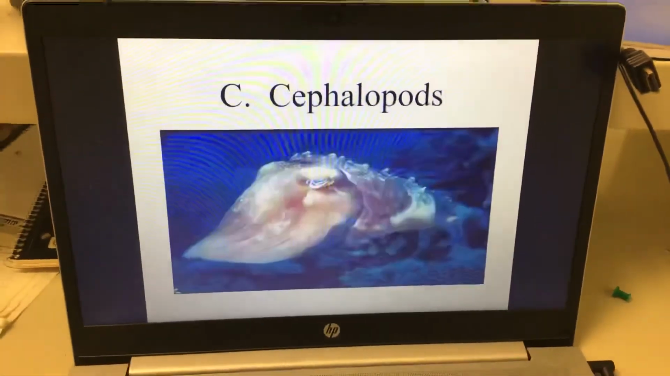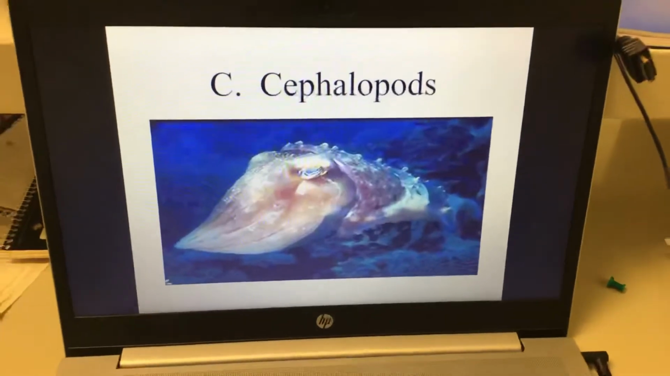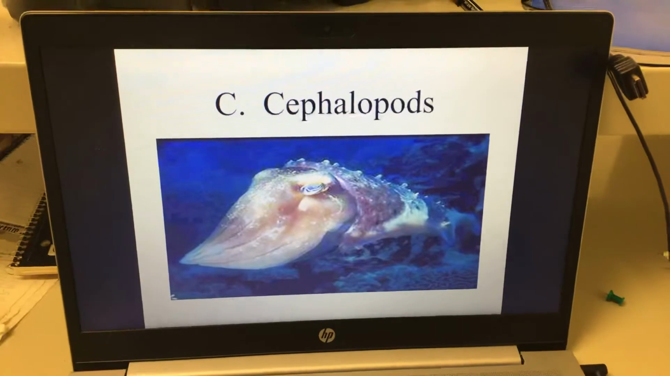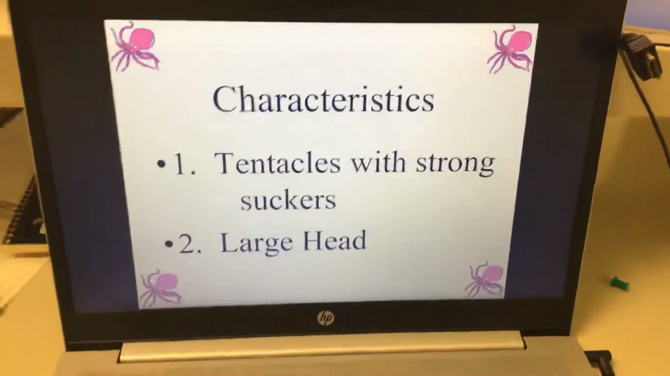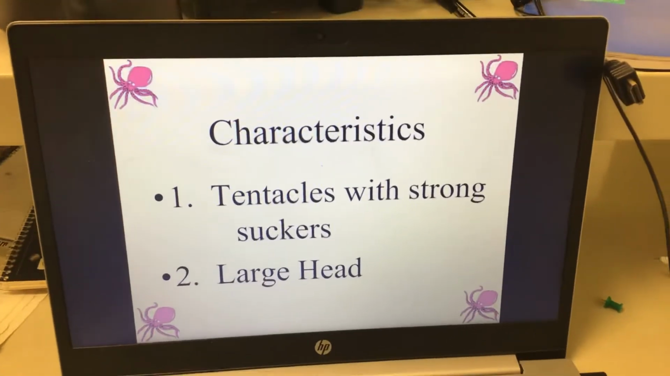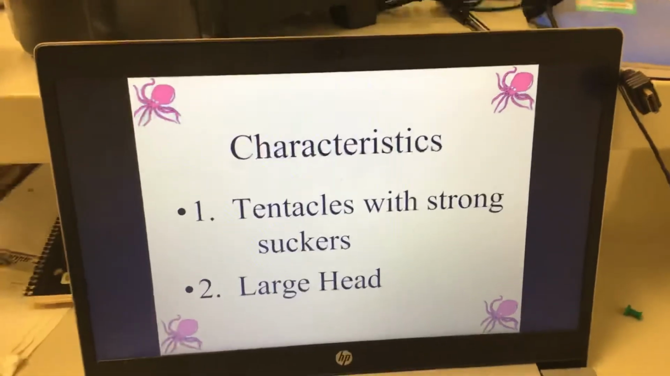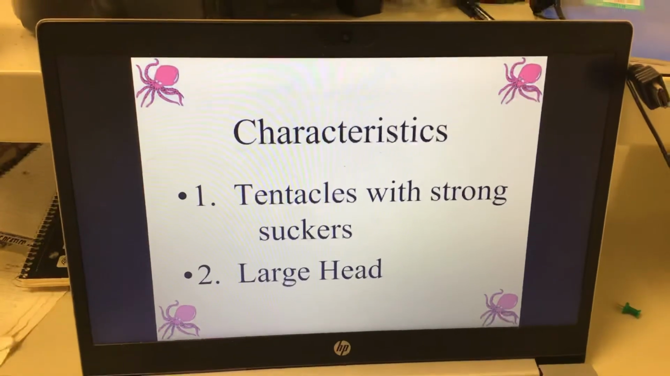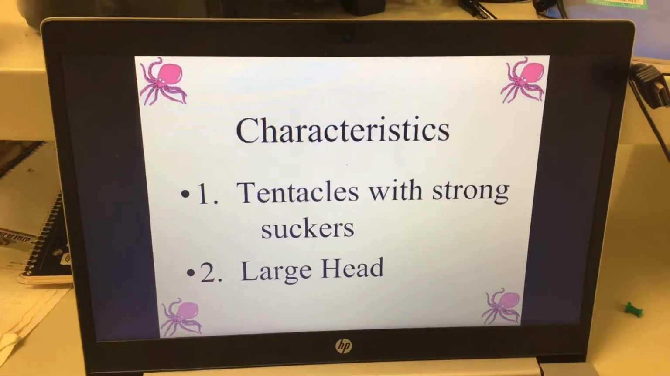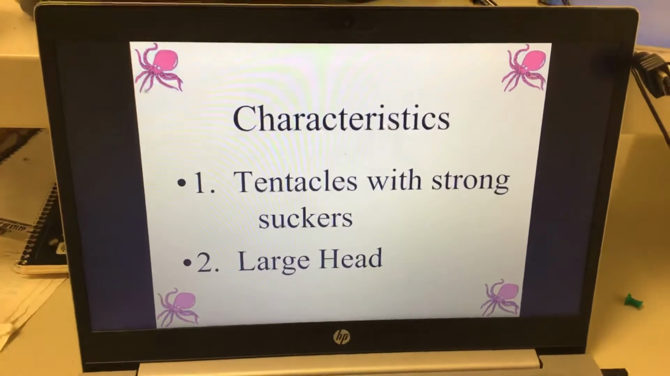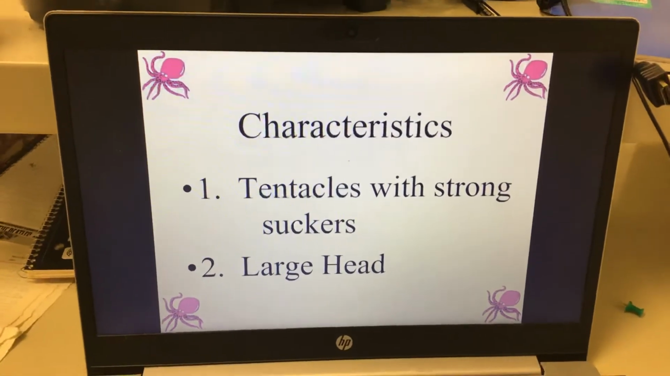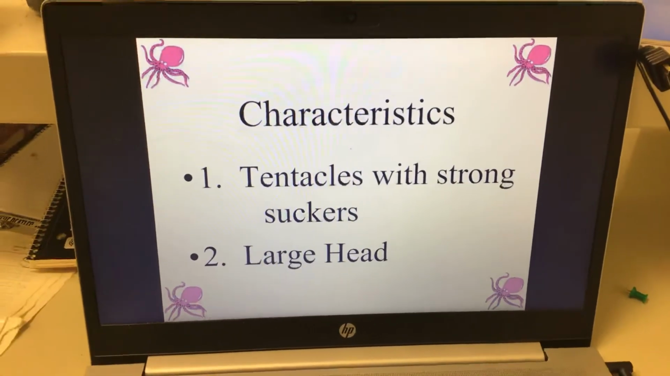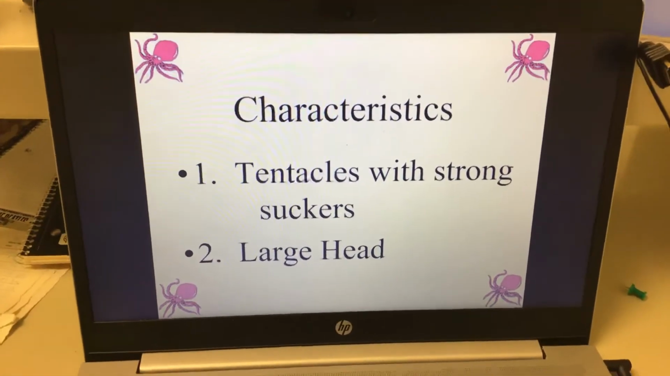The third group of mollusks is cephalopods. Characteristics: they have tentacles with strong suckers. You're probably familiar with the little suction cups that they have on their legs that help them grab things, climb on things. A large head. The head is actually the body. When you look at an octopus or squid, it looks like a head with tentacles. That's actually the body.